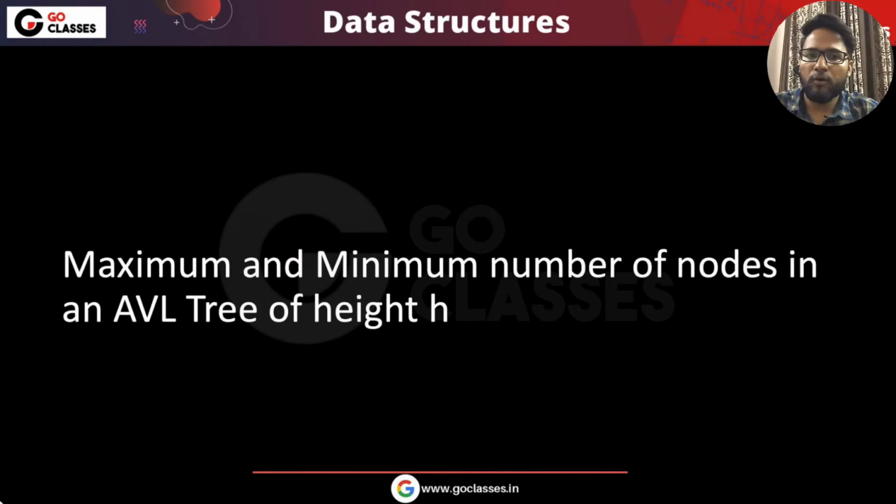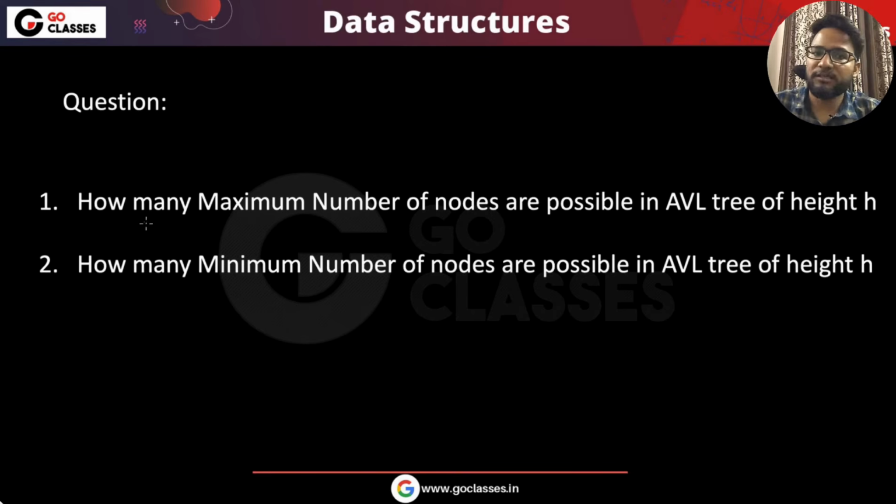Let us now talk about the minimum and maximum number of nodes of an AVL tree for a given height h, which means that given height h, they will tell you that the height is fixed to be h. Now, how many minimum nodes can you put in this height h, or how many maximum nodes can you put in this height h, right? These are the two questions. How many maximum nodes are possible in an AVL tree of height h? So the height is fixed, okay? Height is fixed to be h.